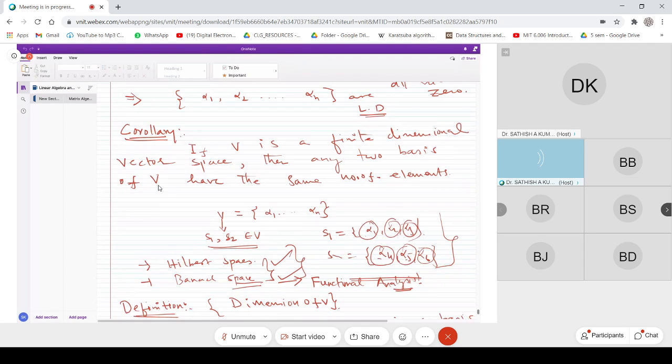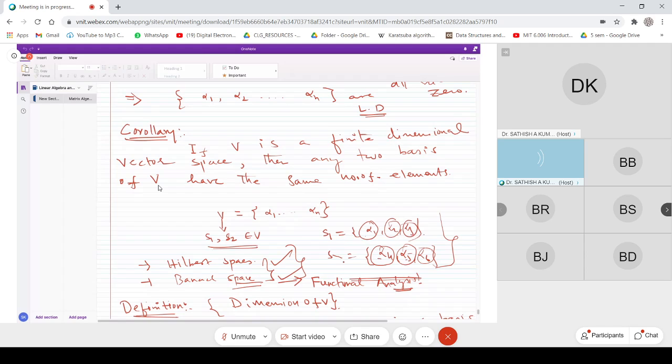And then this result we just have written as a corollary. So if V is a finite dimensional vector space, this corollary actually leads to defining a dimension. Finite dimension means the number of elements in a basis is counted. Then any two bases of V have the same number of elements.